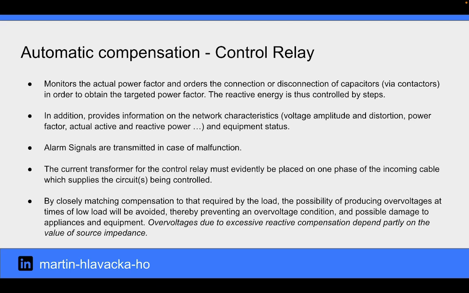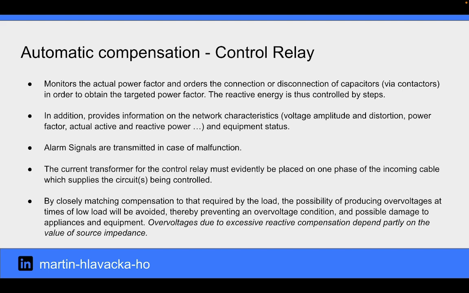The automatic compensation type consists of a control relay that monitors the actual power factor and commands the connection or disconnection of capacitors to obtain the target power factor. The reactive energy is thus controlled in steps. In addition, it provides information on the characteristics of the network like voltage amplitude and distortion, power factor, real active and reactive power, and the status of the equipment. Alarm signals are transmitted in case of malfunction.